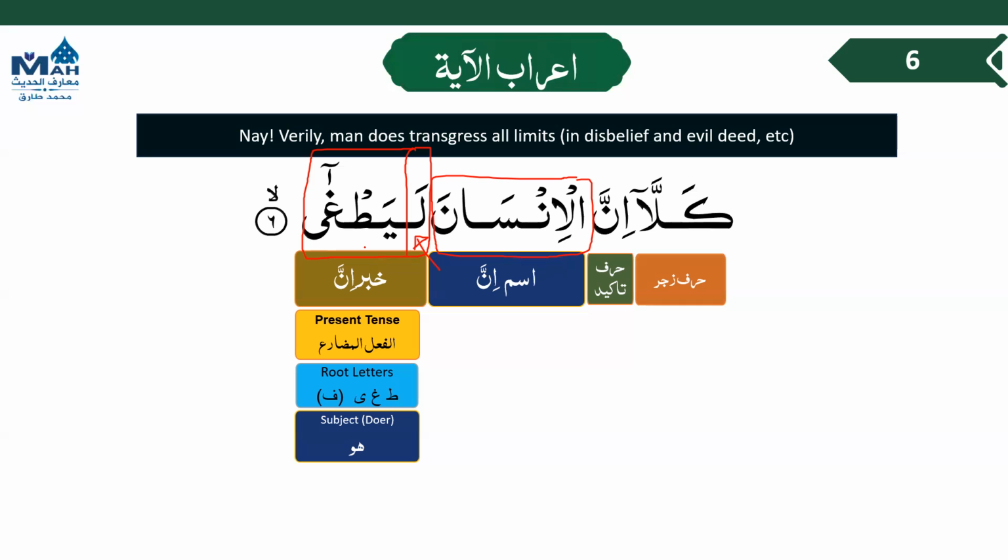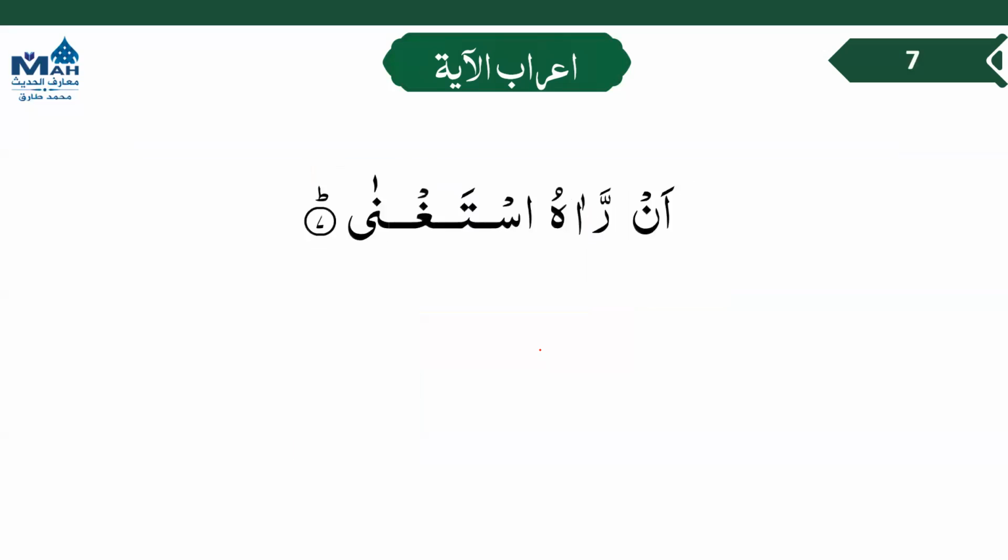Kalla innal insana la yatgha. So the man actually transgresses and crosses the limits, but there is a reason why it happens. An ra'ahu istaghna. An is a harf masdari. Normally it comes with mudare, sometimes it can come with madi also. So here, ra'a, this verb is what, Aisha? Madi or mudare?